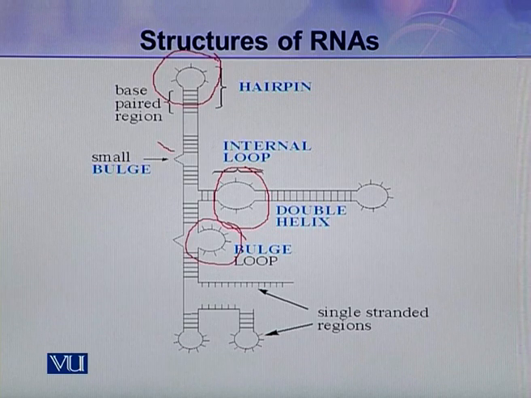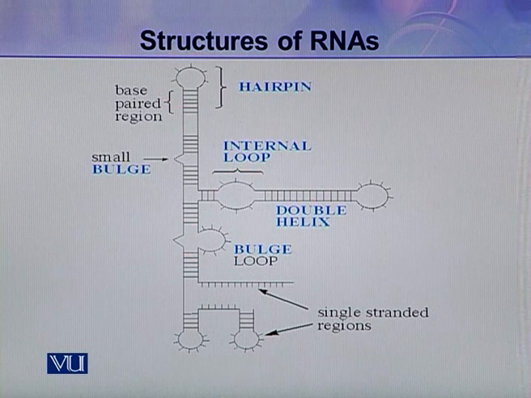So at some points it is double helically coiled, at some points it is single stranded. So in this way, a number of secondary conformations may be present in a ribonucleic acid.